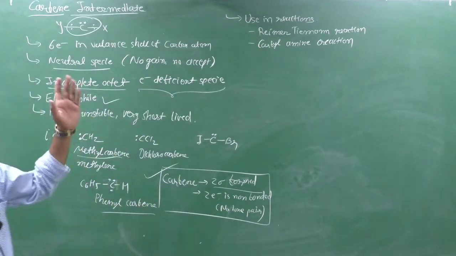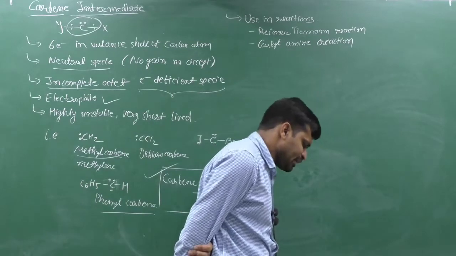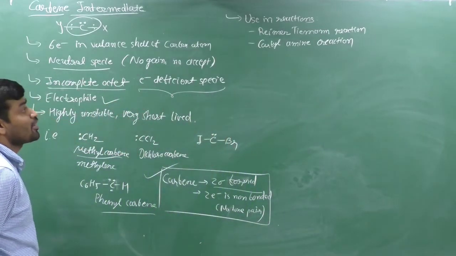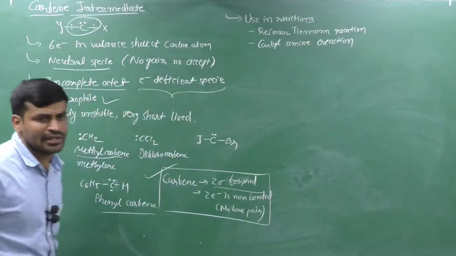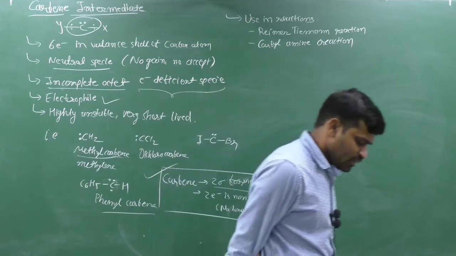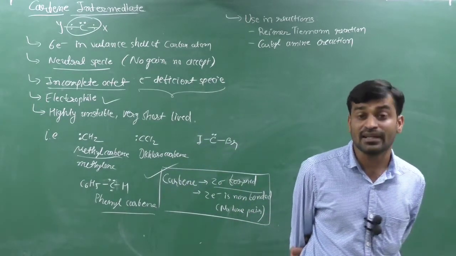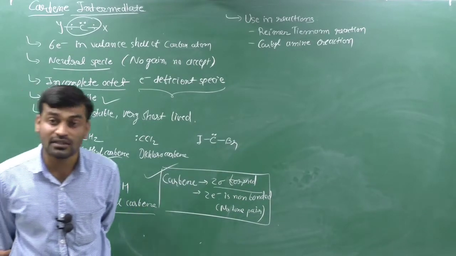Next, what is the use of carbene intermediate? We can use carbene intermediate in the following reactions: the Reimer-Tiemann reaction and the carbylamine reaction. Clear? Now, if we study carbene in detail, there are 2 types of carbene: singlet carbene and triplet carbene.